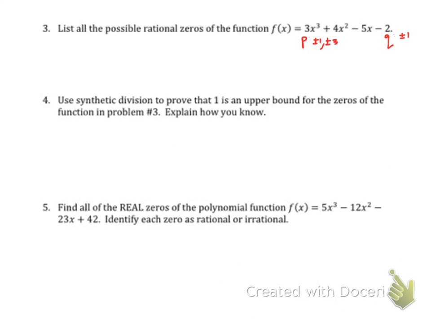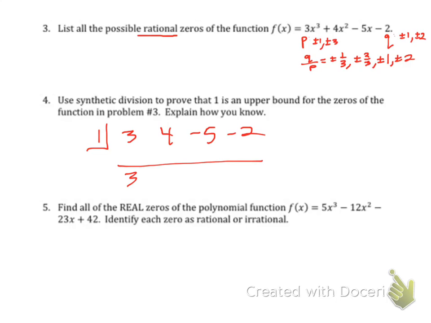On to the next page, P's and Q's. We got to find the possible rational zeros. So I just need a list of all the Q over P possibilities. And here they are. You just do a ratio of all those. It's a simple request. But now it says, hey, prove 1 is the upper bound for the zeros in that function. That's the biggest one.